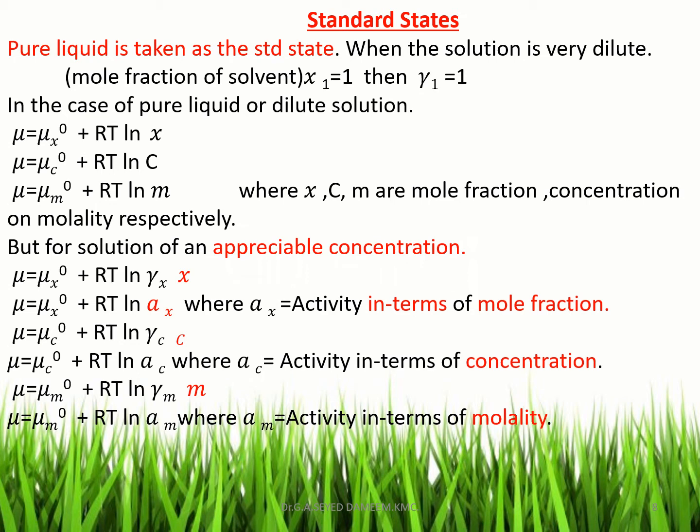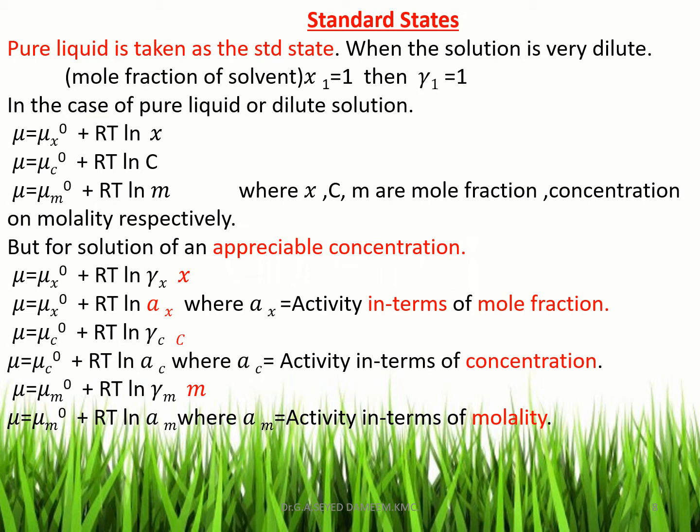When the solution is very dilute, the mole fraction x1 is equal to 1, because a very dilute solution has a very low amount of solute, and the mole fraction of solvent is close to 1. That is, gamma 1, the activity coefficient of the solvent, is equal to 1. In the case of a pure liquid or dilute solution, the mu equation is given by mu is equal to mu 0 x plus RT ln x.